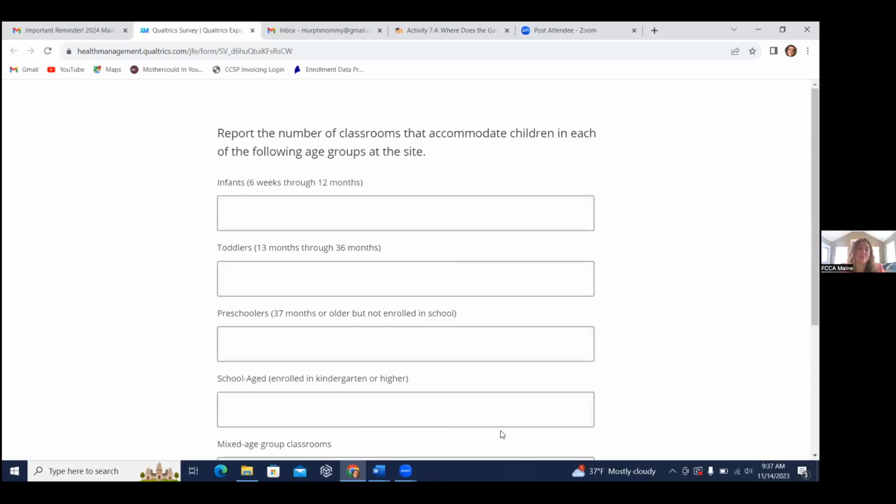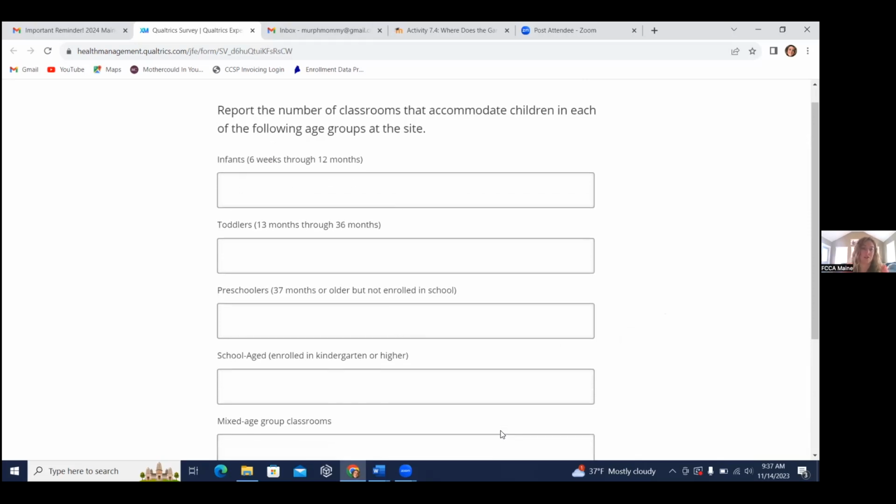Report the number of classrooms. So this is completely different. You have the family-based one, and this is definitely center-based. So report the number of classrooms that accommodate children in each of the following age groups.